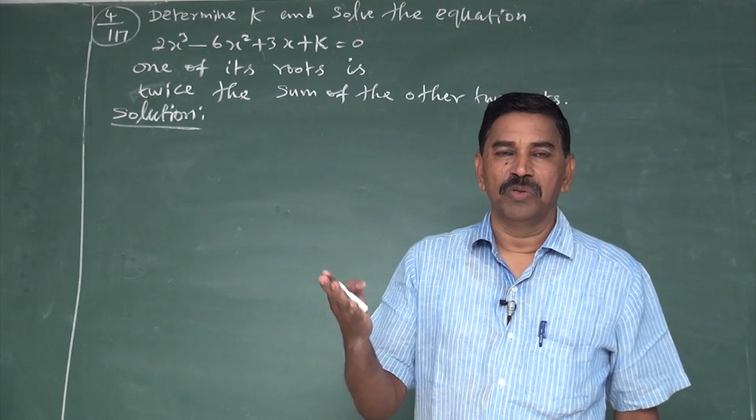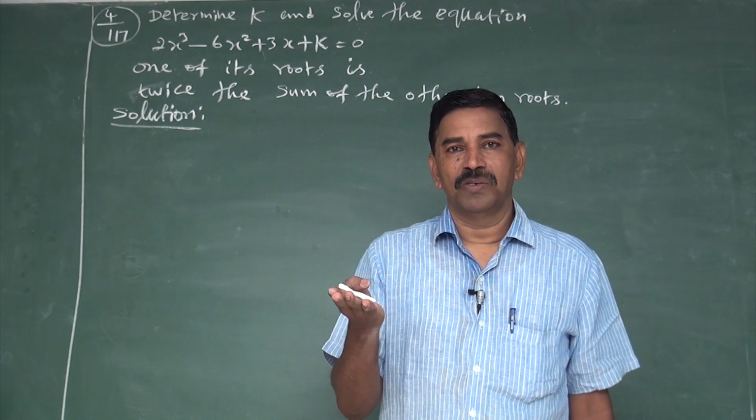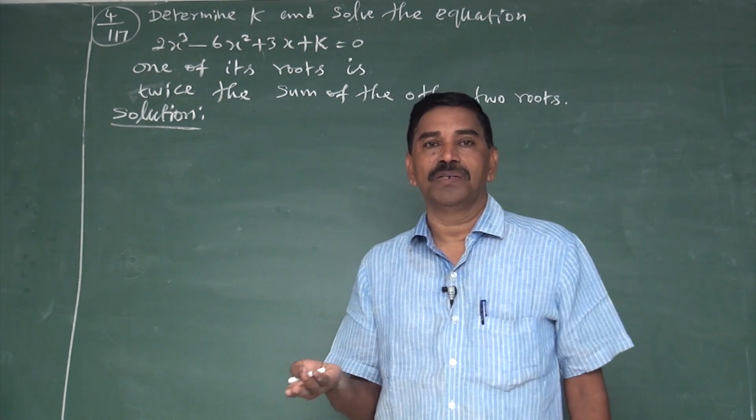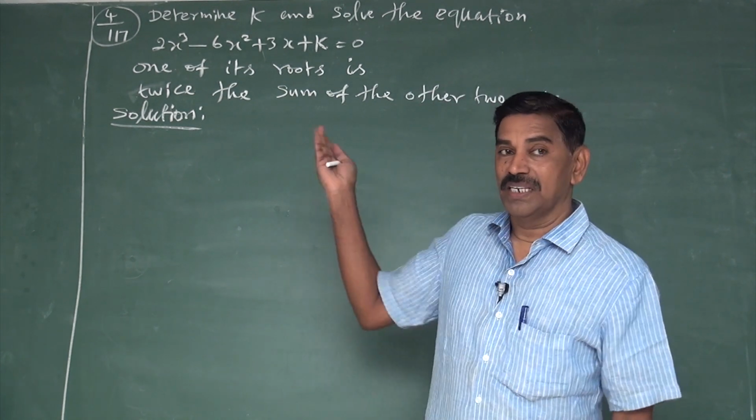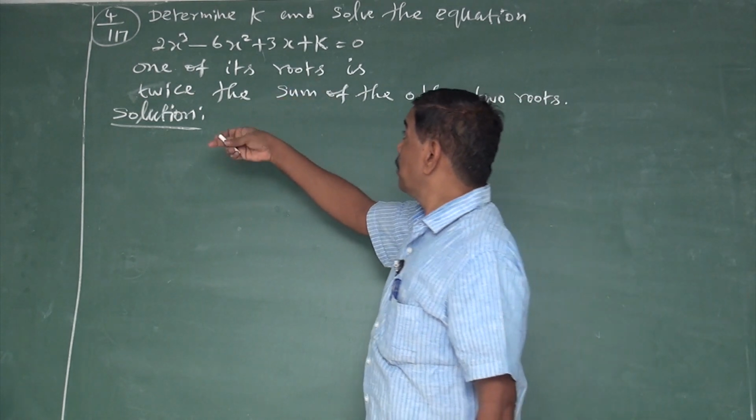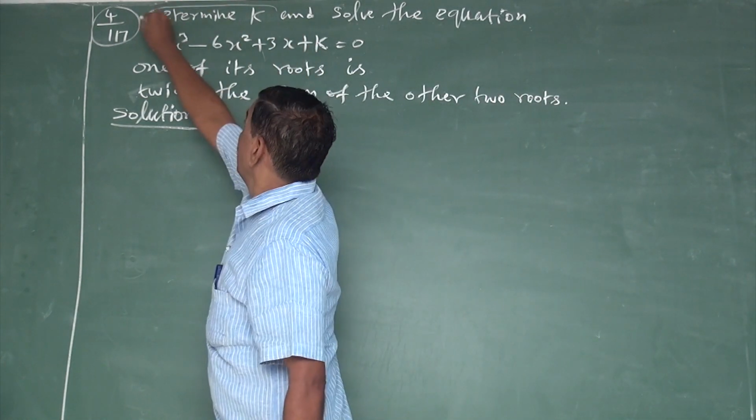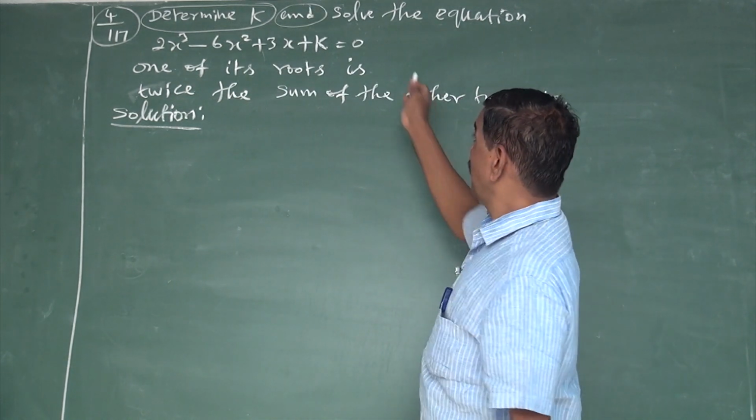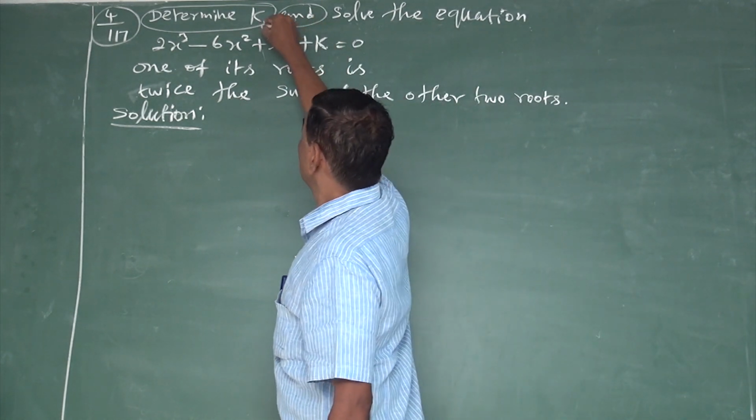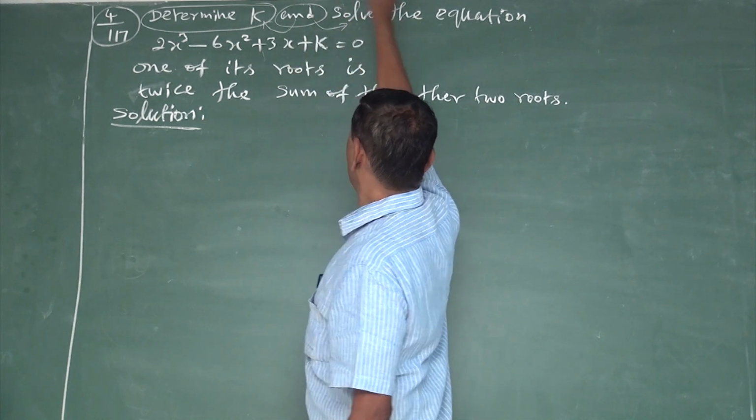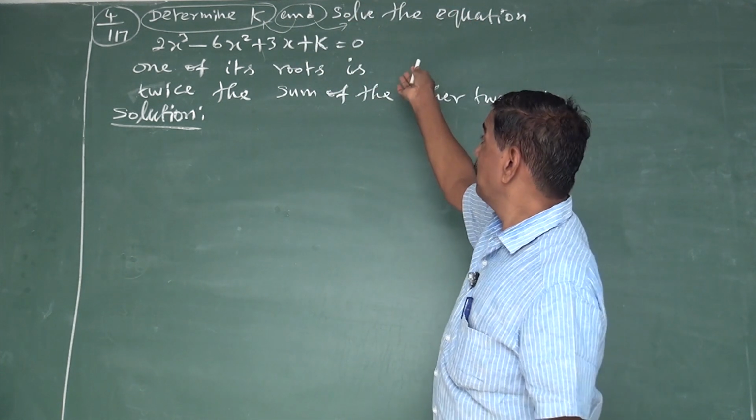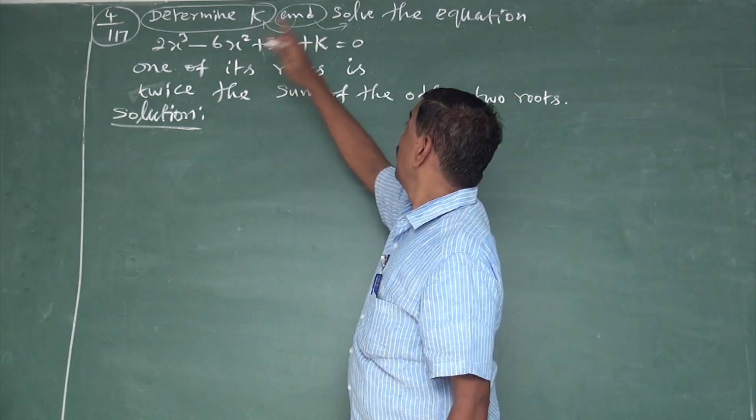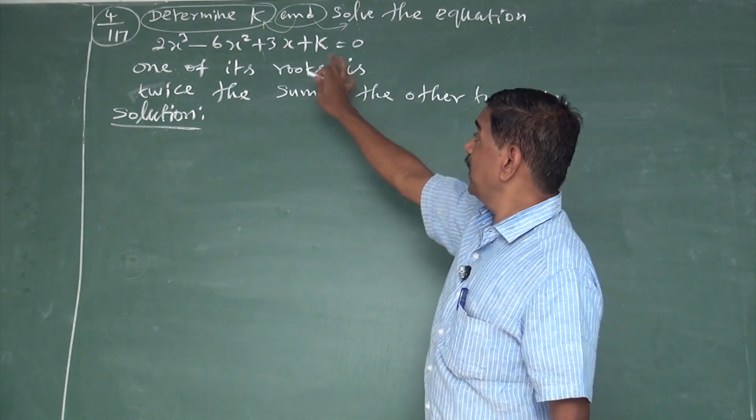First question, solve the cubic equation whose roots are in AP. Second question, solve the cubic equation whose roots are in GP. Now listen, the third one is determine K and solve the equation. The earlier two questions just said to solve the equation, but here there are 2 tasks: first determine K, then solve the equation, because K is unknown.